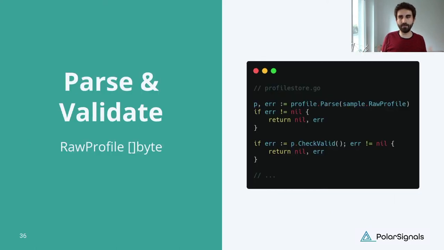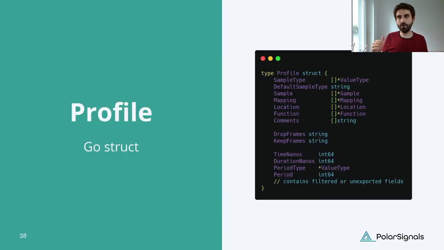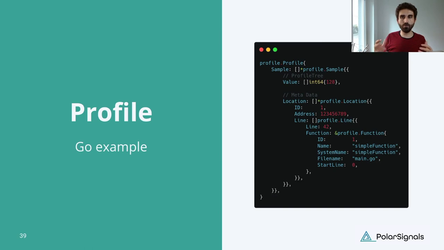From that, we get the raw profile, and we just use pprof itself to parse and validate that data. From that data, we start building a memory representation of that in Parca itself. So the profile struct in memory looks like this. In this format, the samples, mapping, location and functions are the relevant things that we are actually looking for. So using that data schema, when we get actual data in it, it looks like this. We have a sample value and attached metadata information in it.